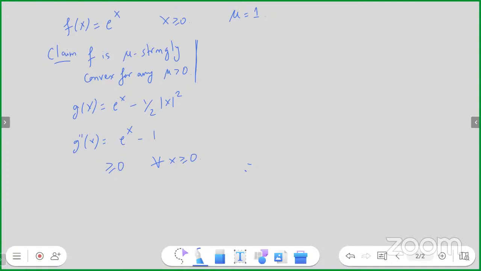Any other function? So we got x squared, we got e power x. What other functions come to mind? We're looking at functions which are growing faster than x squared. So can there be a function which grows slower than x squared and still be one strongly convex?